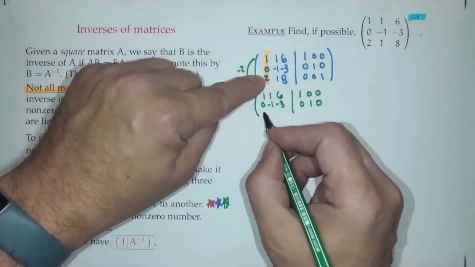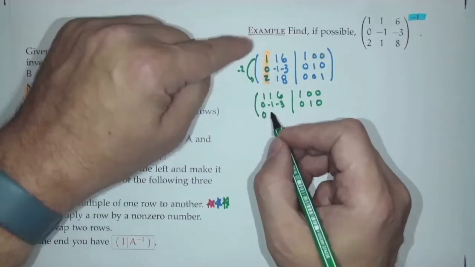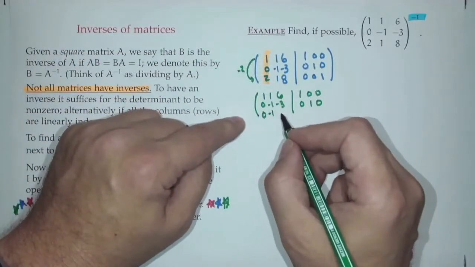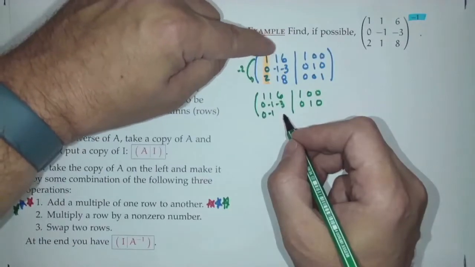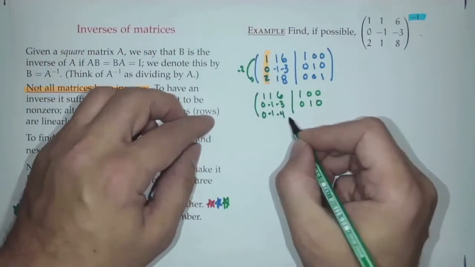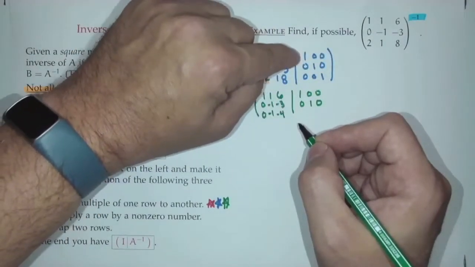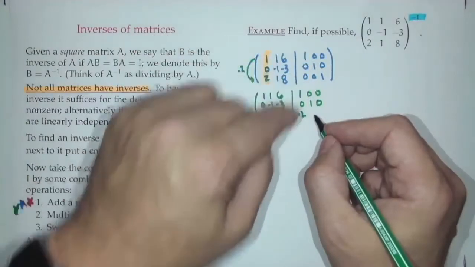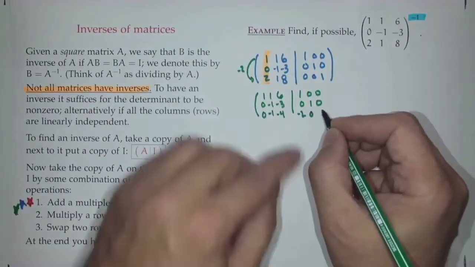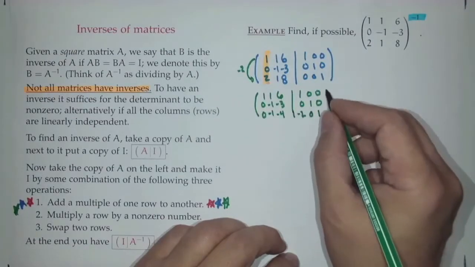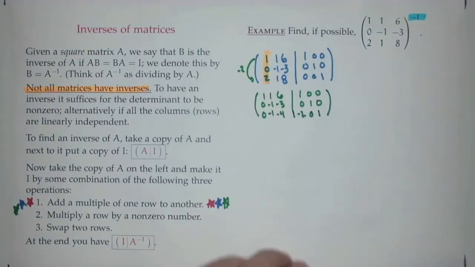-2 plus 2 is 0. And then -1, because it's -2 plus 1. Okay. -12 plus 8. -4. Keep going. -2 plus 0. -2. 0 plus 0. And 0 plus 1. All right. Good. So we've gotten a little bit closer.